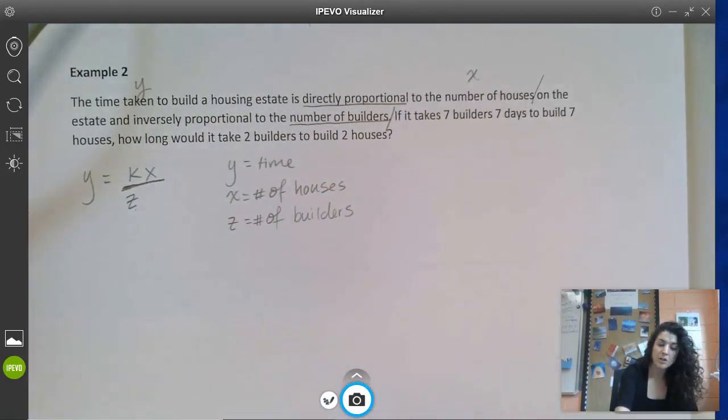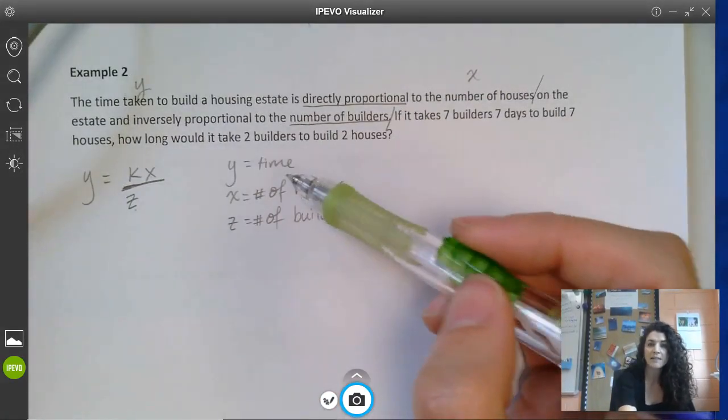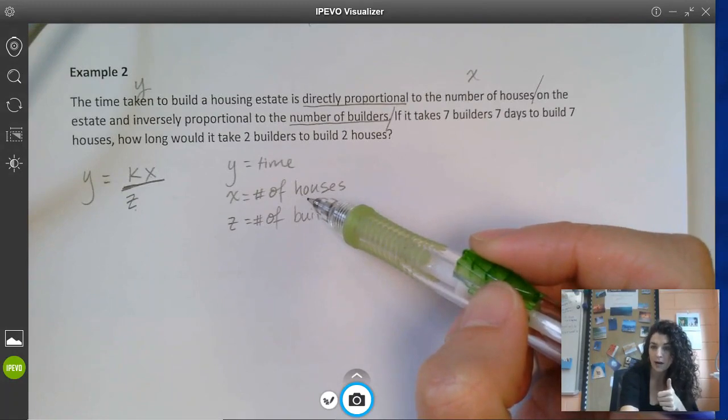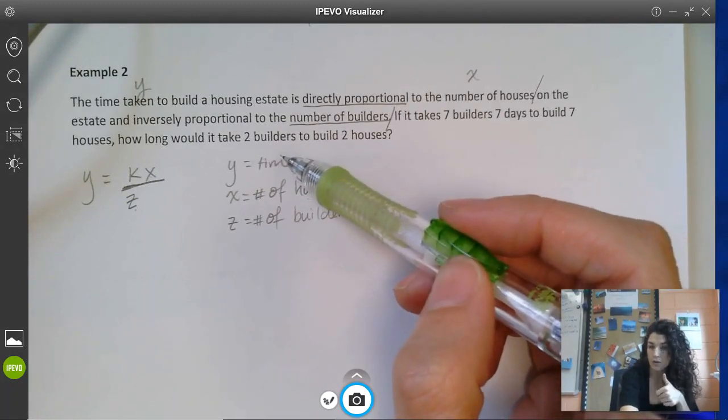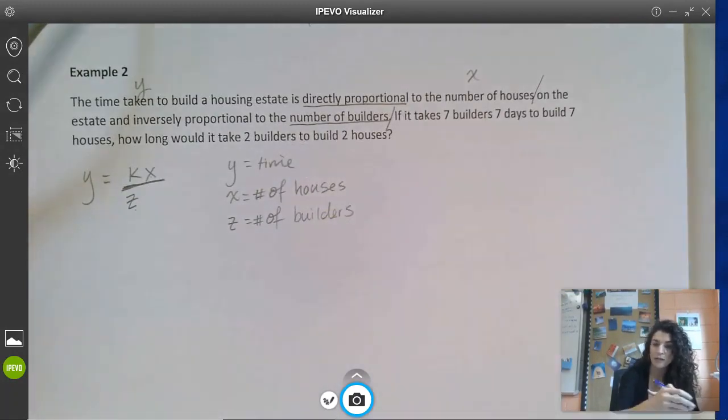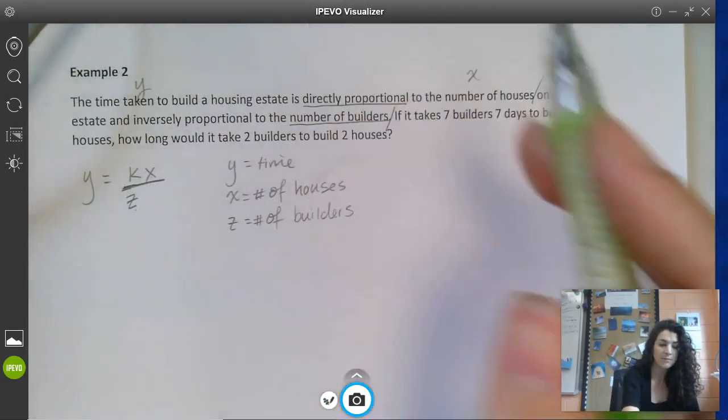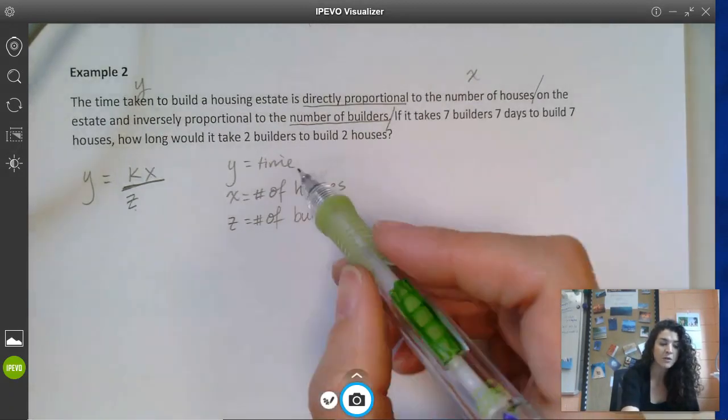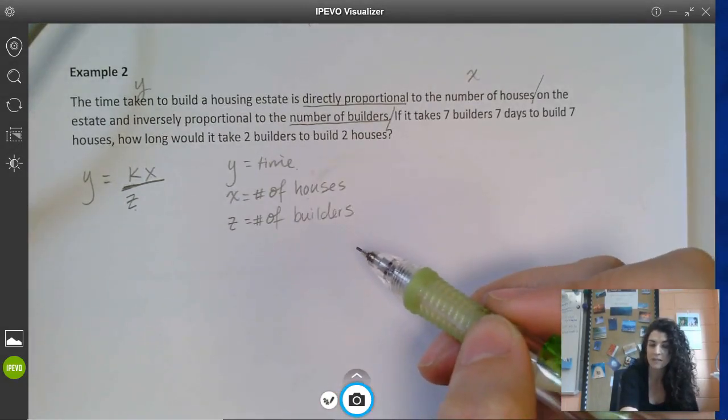I'm going to pause and try to make sense of this. As number of houses goes up, time also goes up, right? That's what directly proportional means: as one goes up, the other also goes up. And so, okay, the more houses I have to build, the more time it's going to take. Yeah, that makes sense.